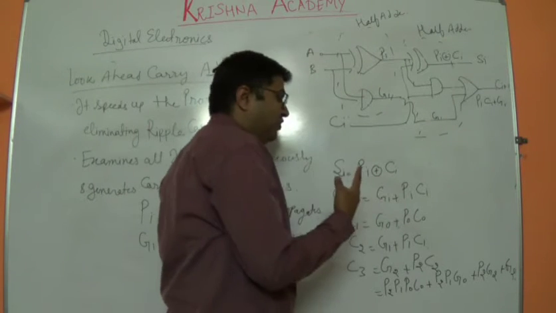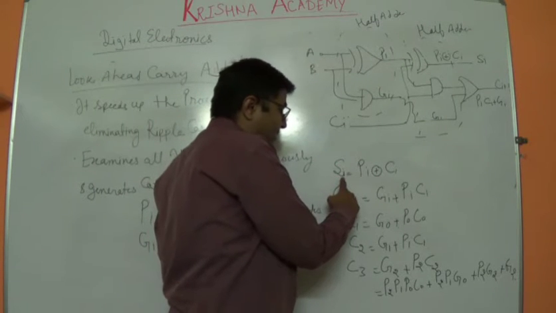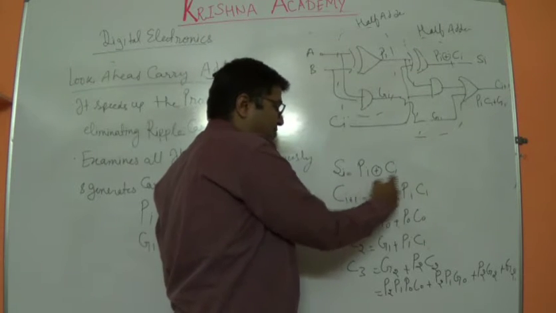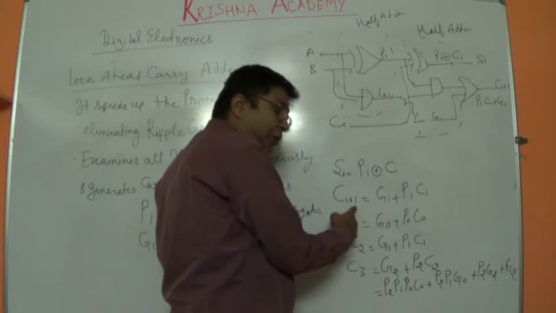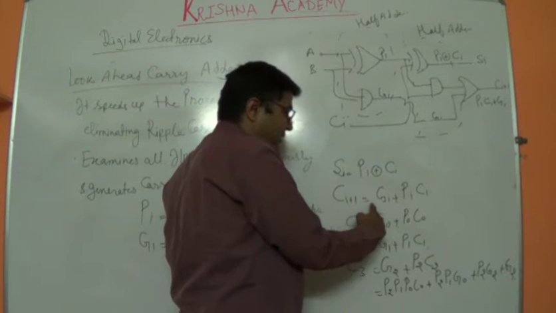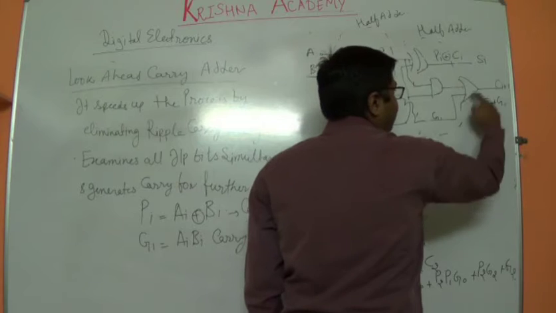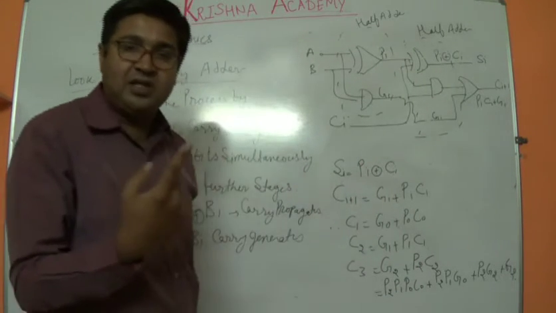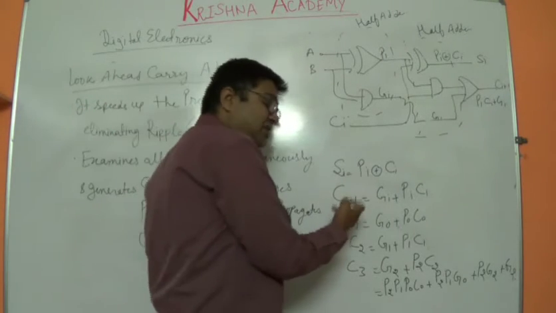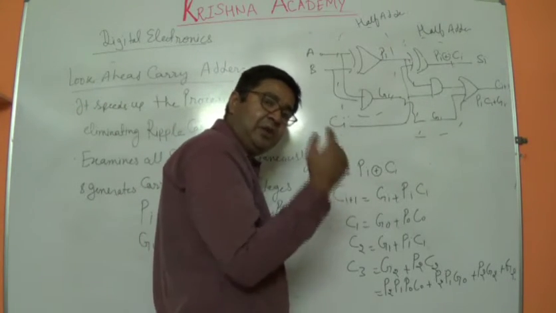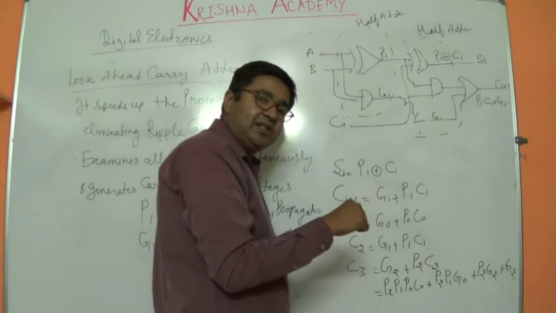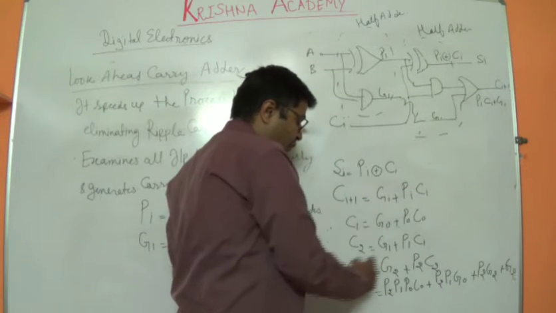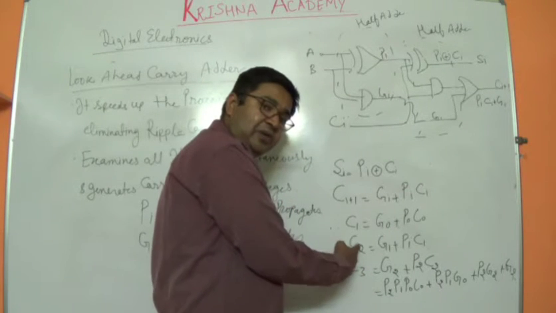What we are doing is this. Si, the sum of a stage, is Pi XOR Ci. The carry which propagates to the next stage is always Gi plus Pi Ci. Now the first carry is C0, the input provided to the first full adder circuit. The carry generated afterwards propagates to the next adder, and this is C1, that is G0 plus P0 C0. Now C2 will be generated in the next stage.